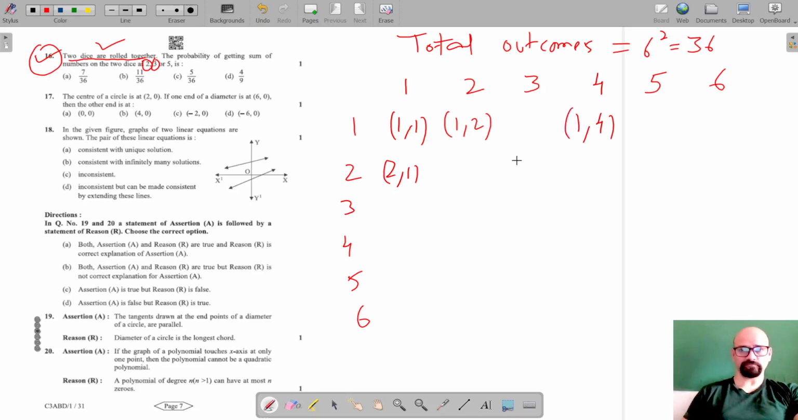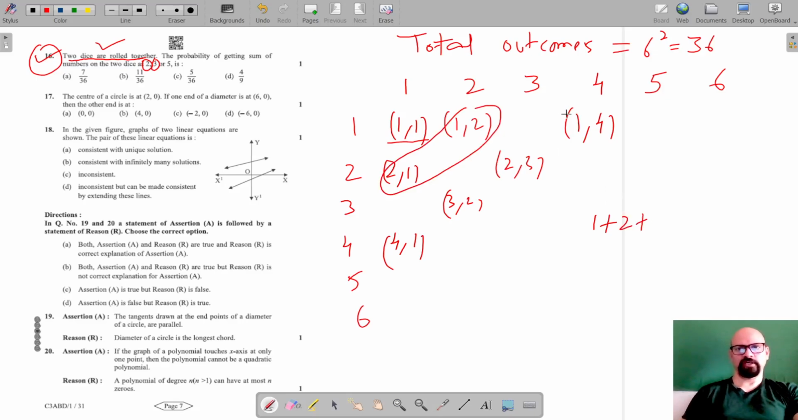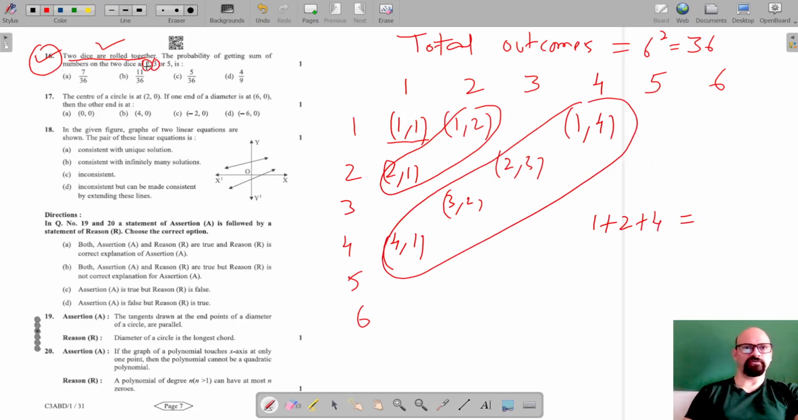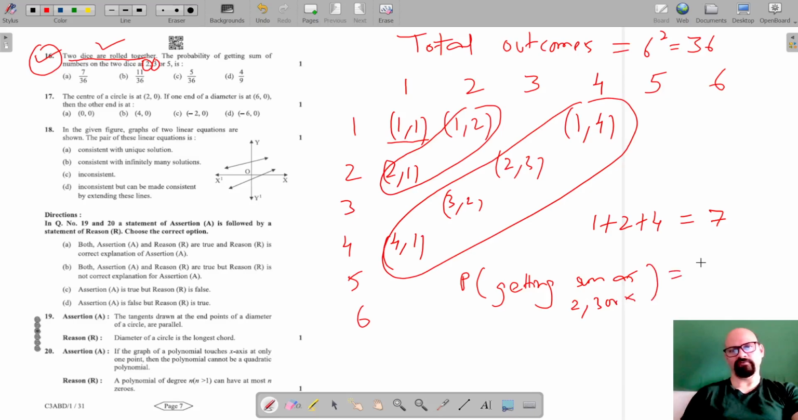either with 1, 4, or 2, 3, or 3, 2, or 4, 1. So the total outcomes for sum 2 is 1, for sum 3 is 2, and for sum 5 it's 4. So the total outcomes for getting sum of numbers on the two dice as 2, 3 or 5 is 7, and the total outcomes are 36. So the probability of getting sum as 2, 3 or 5 is equal to favorable outcomes divided by total outcomes, that is 7 by 36. So our answer is 7 by 36 for question number 16.